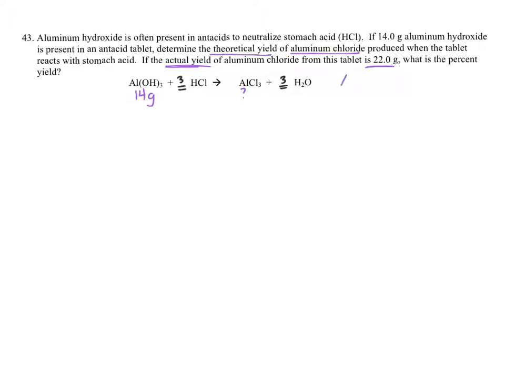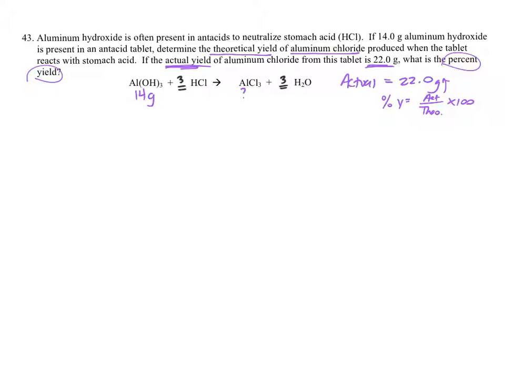So remember I told you the actual will always be given in the problem. And right there it gave it to you. It says it plain as day. The actual yield is 22 grams. What is the percent yield? So this is actually a percent yield problem. And if you remember your percent yield equation, it is going to be the actual yield over the theoretical yield times 100. You have the actual yield. It's right there. They gave it to you.